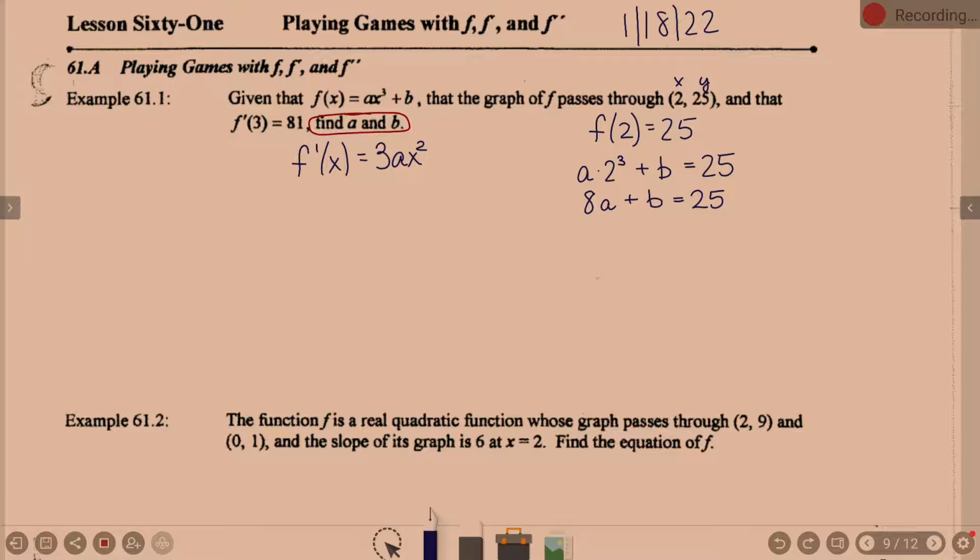And so, if we use our derivative information, f prime of 3 is equal to 81. So that 3 goes in for x. So 3a times 3 squared, and that's going to equal 81. 3 squared is 9 times another 3 is 27. So 27a equals 81. Well, that works out nicely, doesn't it? And if we divide, a is 3.